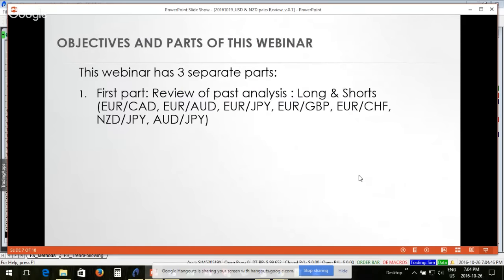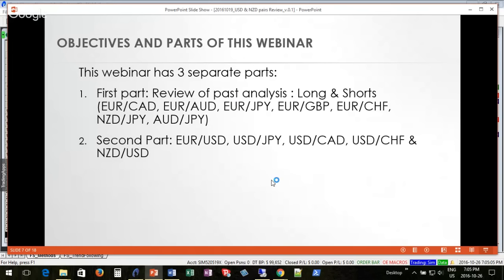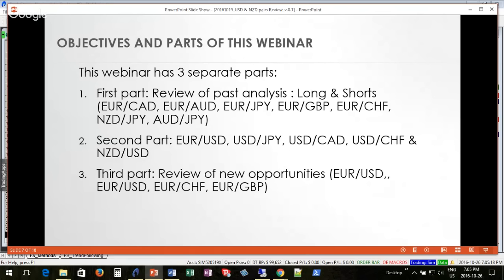As I mentioned, three parts. In the first part, I'm going to review Euro Canadian dollar, Euro Australian dollar, Euro Japanese yen, Euro pound, and Euro Swiss franc. These were five pairs that we commented on in the past. And in the second part, I'm going to make an analysis for these pairs: euro dollar, US dollar Japanese yen, US dollar Canadian dollar, US dollar Swiss franc, and also the New Zealand dollar US dollar. In the third part, we're going to review some of the opportunities on some of these pairs.